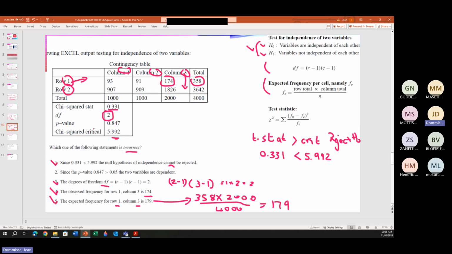And then we just look quickly, they talk about the p-value as well. Since the p-value of 0.847 is bigger than 0.05, the two variables are dependent. Okay, so that one is incorrect.